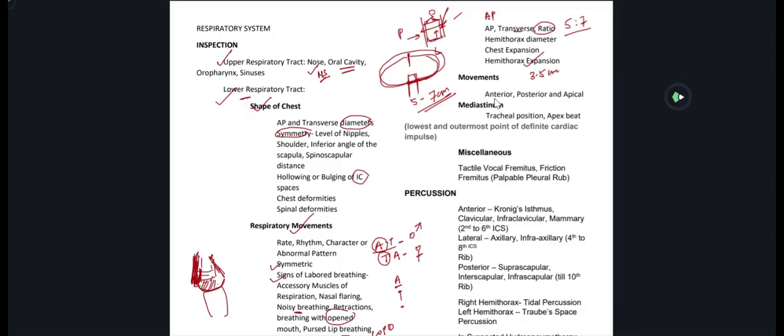If any one side is not expanding properly, there is some problem on that side. You know that, and you are able to give more attention to understand what that problem is further in your percussion and auscultation. Okay, so these were the measurements we did.